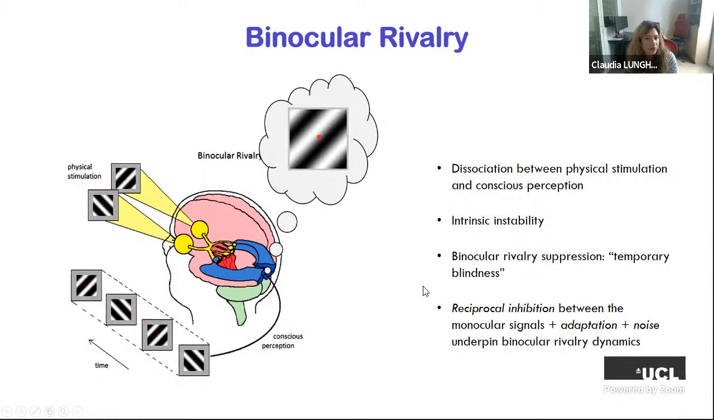And the last thing I want to say in general about binocular rivalry is that many years of research have investigated the dynamics of binocular rivalry, and there are many phenomena that are the basis of these dynamics. Among them are reciprocal inhibition between the monocular signals, of course, but also adaptation, and there is neural noise that underpins the dynamics of binocular rivalry.